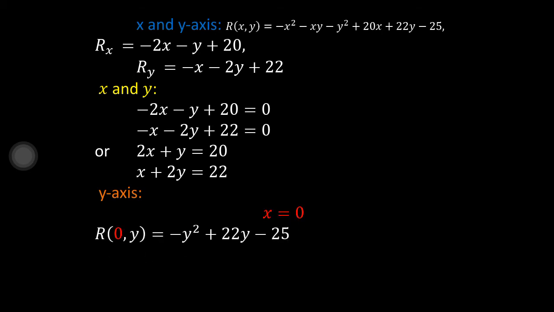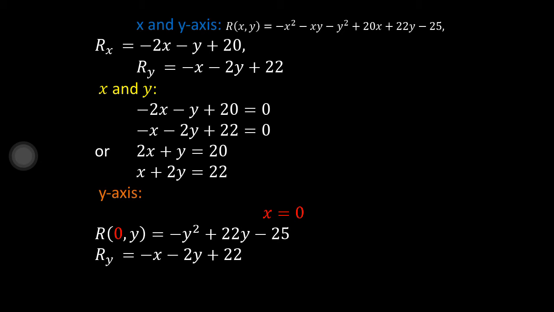So, r of 0 and y is equal to negative y squared plus 22y minus 25. Saan ko nakuha to? Sa original function natin. Revenue function na sa una, sa given na original function. So, yan yun. Then, the derivative is r sub y is equal to negative x minus 2y plus 22.